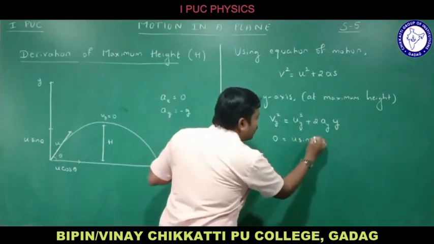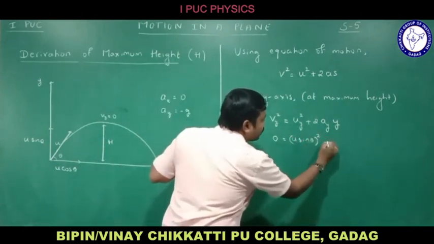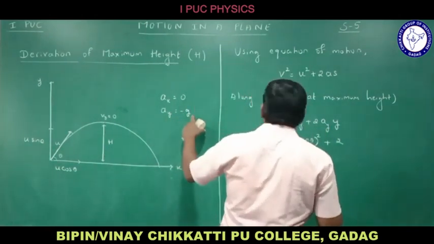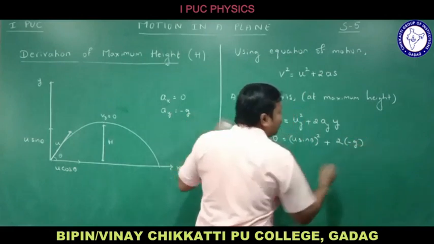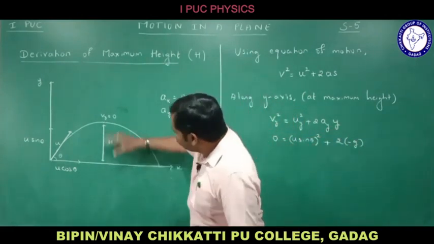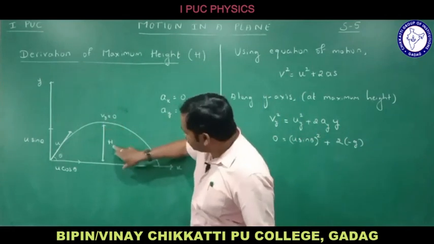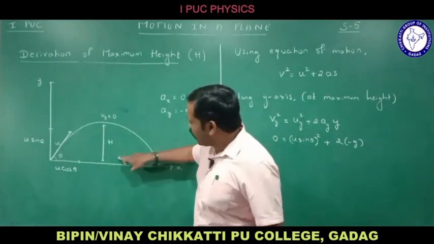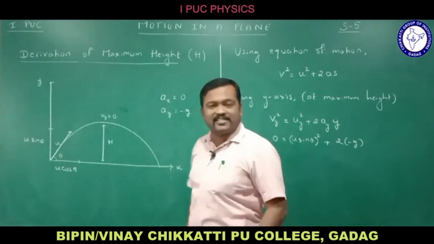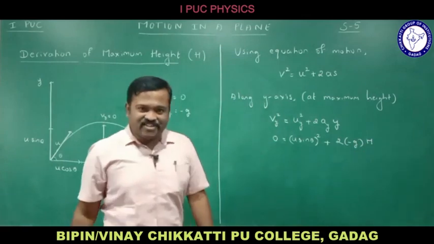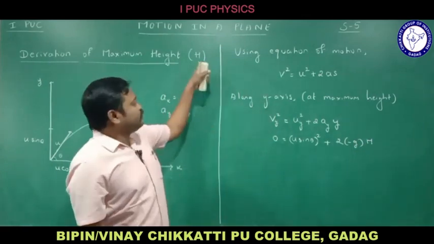U sin theta whole square plus 2. What is Ay? Ay is how much now here? Minus g. So I will be taking it as minus g. Okay. What is y? What is this y? This y is nothing but the height, the distance y along the y-axis. So shall I replace y by H? Now I need the expression for h.